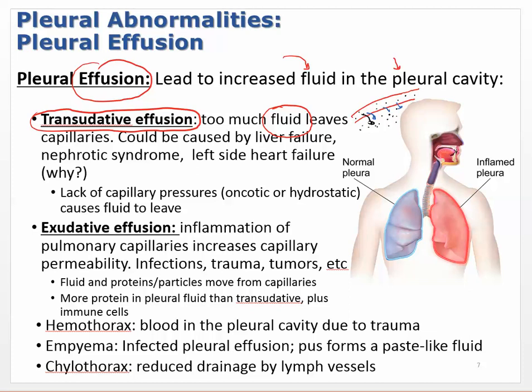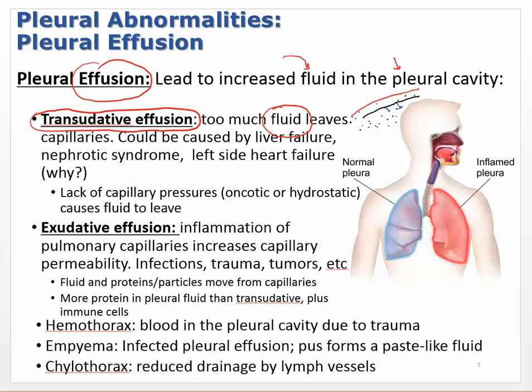You're going to have higher oncotic pressure outside of the capillary, and so fluid's going to move more favorably in that direction, or at the very least, fluid isn't going to be held in the capillary because you don't have as many of these proteins.